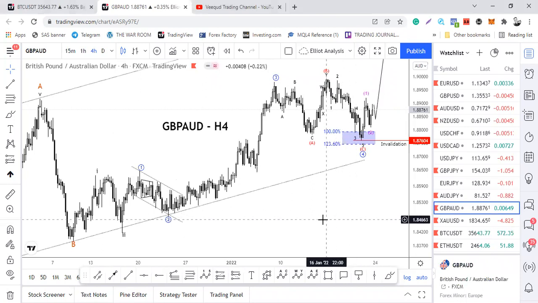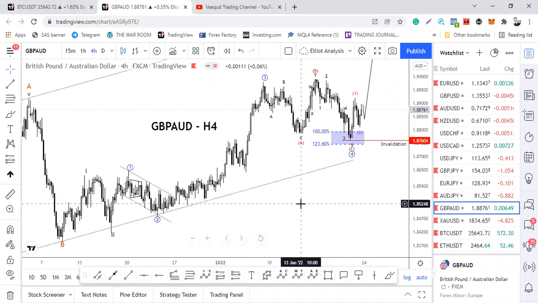GBP AUD. This is a very interesting pair as well. We are having a zigzag, a flat, an expanded flat pattern right here. You have a 3-wave right here, another 3-wave, and a 5-wave sequence right here. So after the 5-wave sequence, we already have a short-term impulse and a correction. So we could be looking for price to move higher in wave 3 or 5 in the weeks ahead.